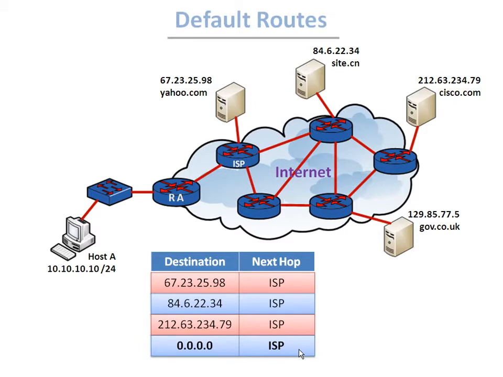And even if it doesn't know how to reach those networks, then it'll send it to somebody else who might actually know how to reach them. And in this way, you're eventually going to reach the network, because you'll eventually find somebody who knows how to get to that network. So let's see how we can configure a default route.